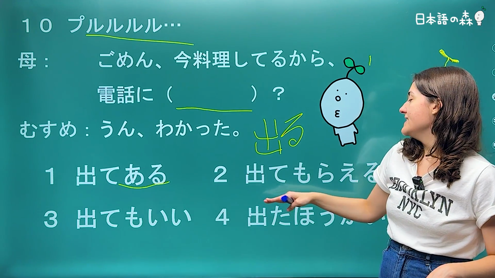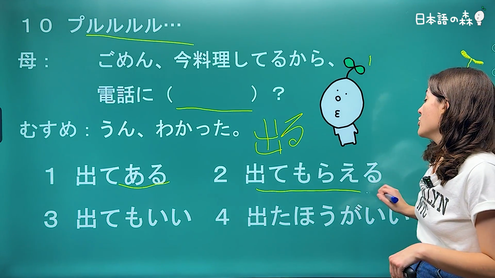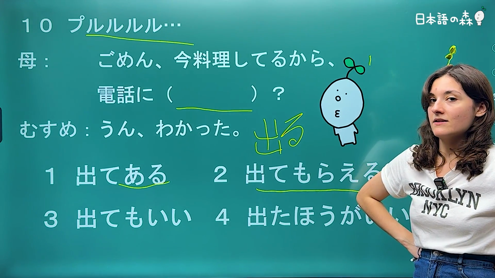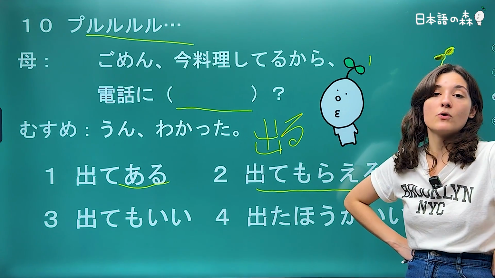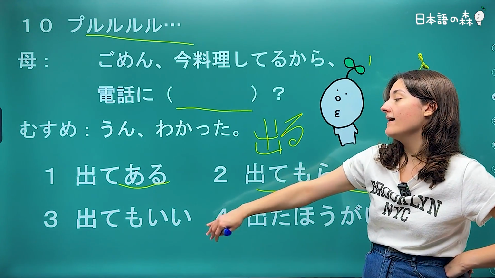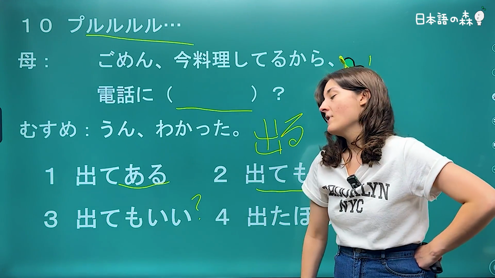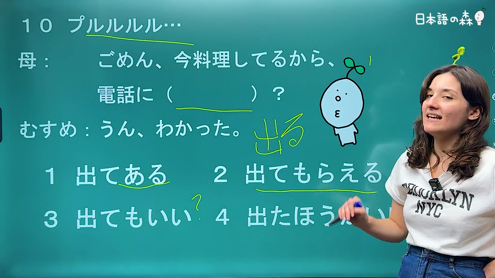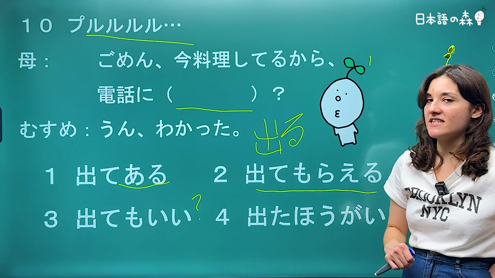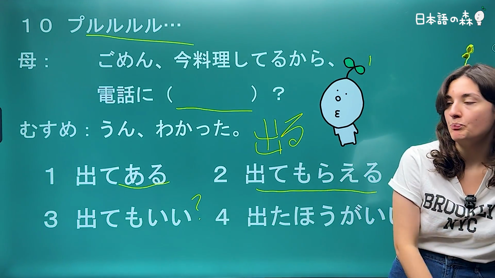And then here we have dete moraeru. So this is, you're asking, could you do it for me? Could you appear for me? And then dete moi, that means is it okay if I appear? So dete moi, this is asking for permission. And then here we have deta hogai. So this is giving strong advice, like you should appear. In this case, you should answer the phone.